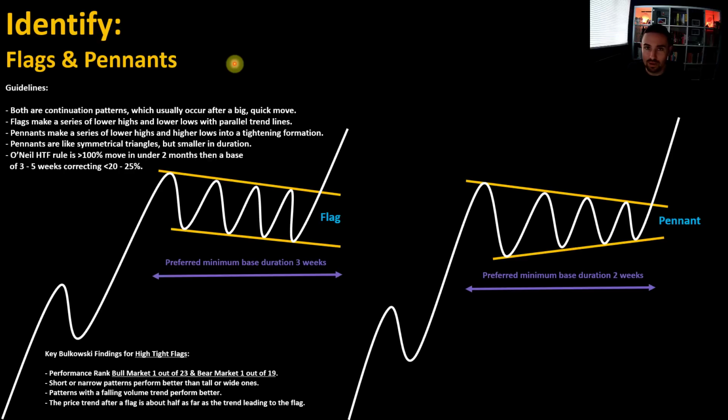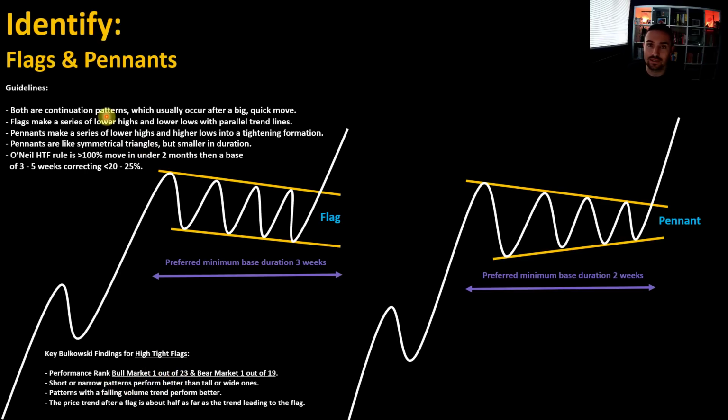So let's start off with number 1, flags and pennants. I've got guidelines and then also some key findings by Bosvelski in his book. It's a good book as well if you want to have more of the data behind some of these chart patterns. So Bosvelski found it was the number 1 chart pattern, the high tight flag, number 1 out of 23 in both bull markets and also bear markets.